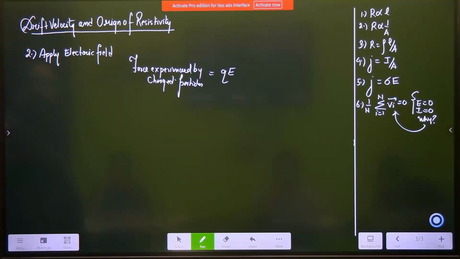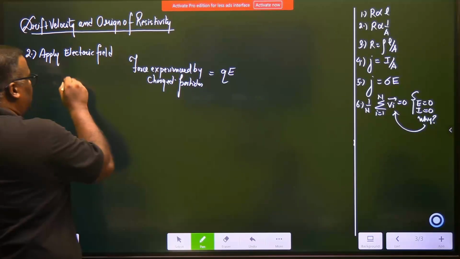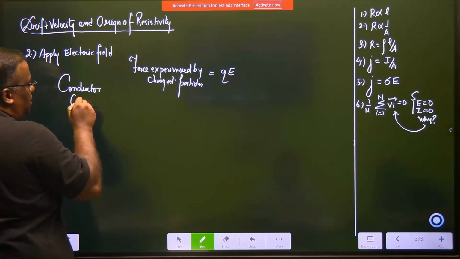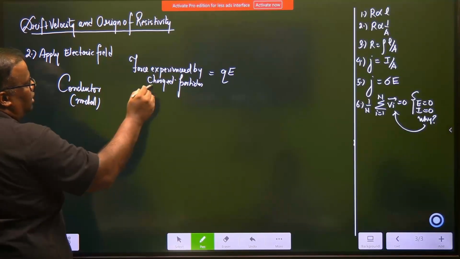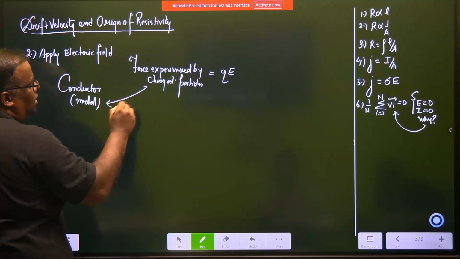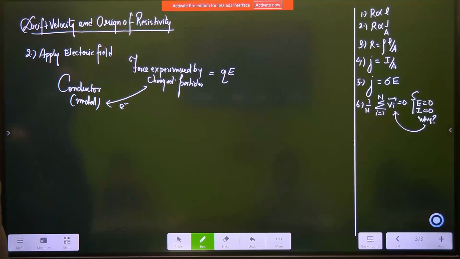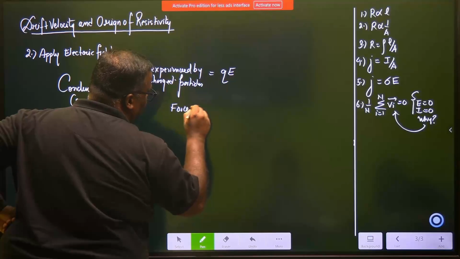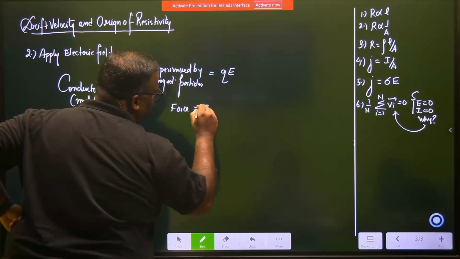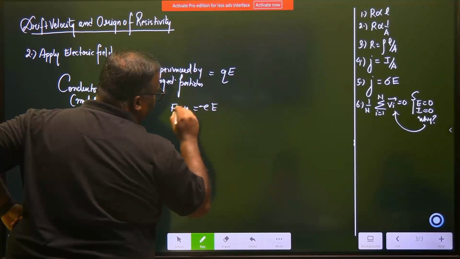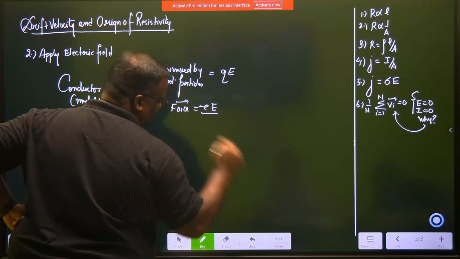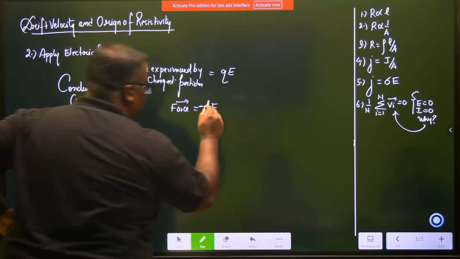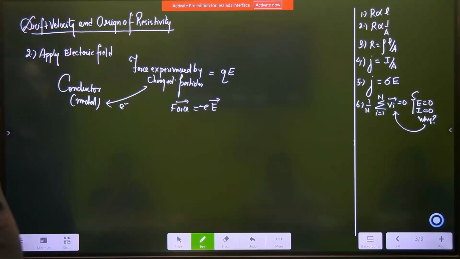Have you understood? In the case of a conductor, if my conductor is a metal, then these charged particles are nothing but electrons. Do you agree? Now, can I write that my force equals to negative eE? I have put a negative, so I'm writing my force as a vector, negative eE. Negative eE means it is actually trying to show that the force acts opposite.